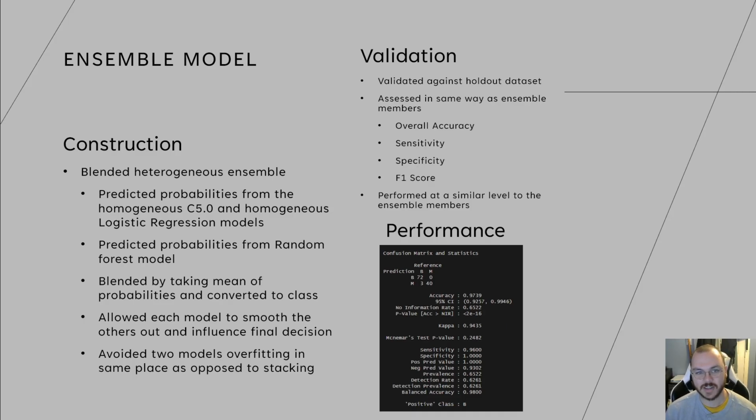I validated the final ensemble against that holdout data set, as previously discussed, and I assessed it in the same way as all the ensemble members: overall accuracy, sensitivity, specificity, and F1 score. It performed at a similar level to most of the ensemble members, outperforming the C5.0 decision tree and the random forest quite nicely, and performed almost on par with the logistic regression model, but it had a much higher specificity. That model actually had a 97% accuracy, 96% sensitivity, and a 100% specificity when checked against the validation set.